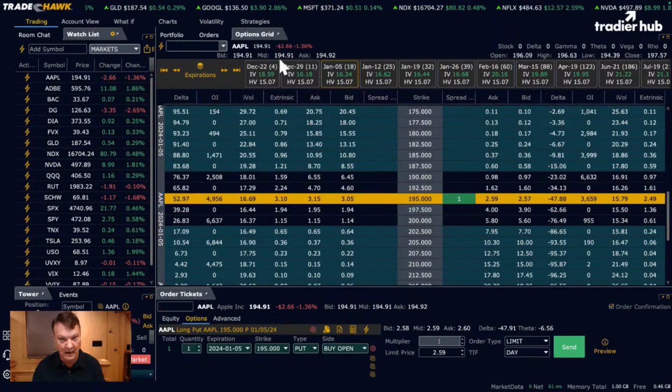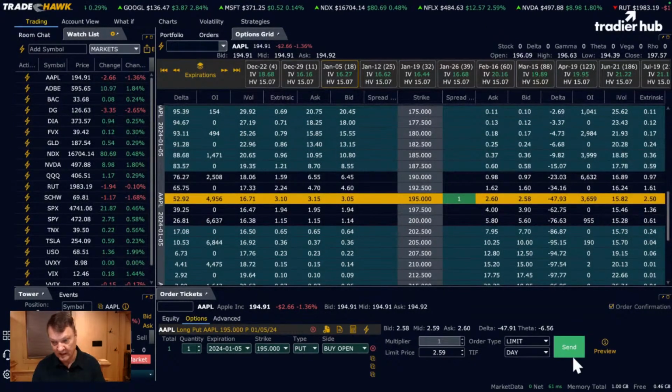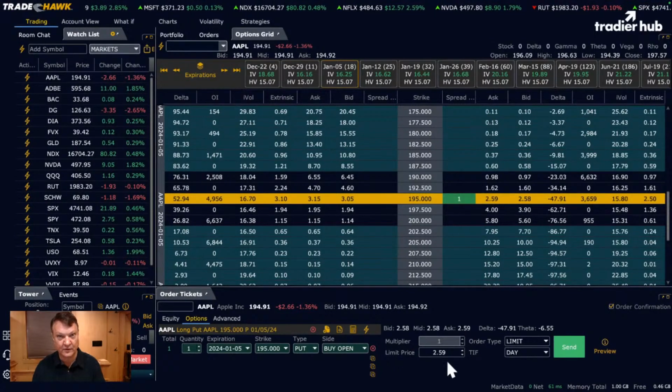Now, the put is a little bit out of the money relative to the call option, so it trades for a little bit less. Hit send and put it in as a limit order right at that ask price of $2.59, and it will cost you $259 plus commission to put on that trade.